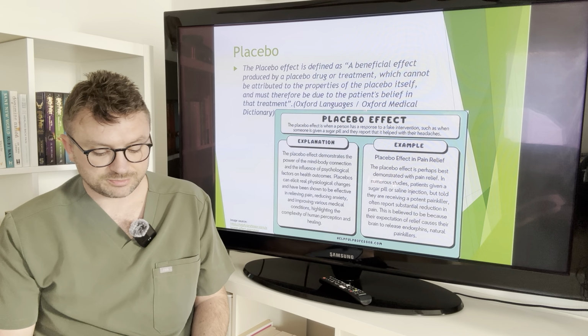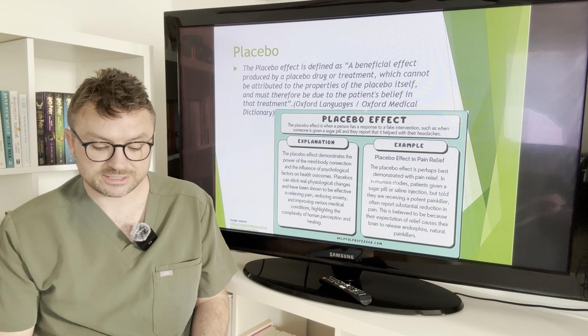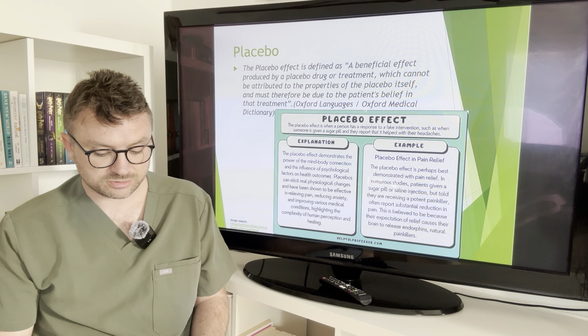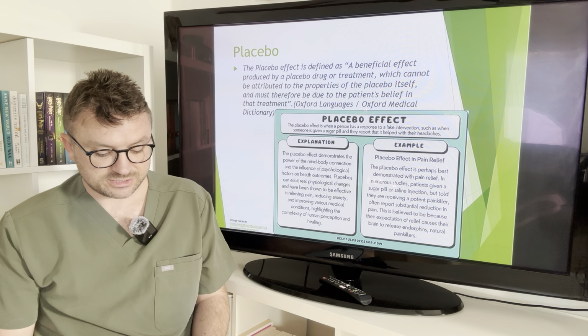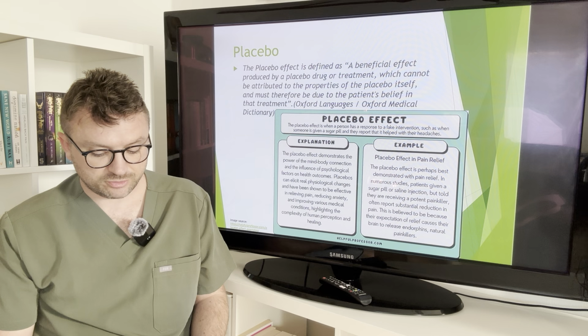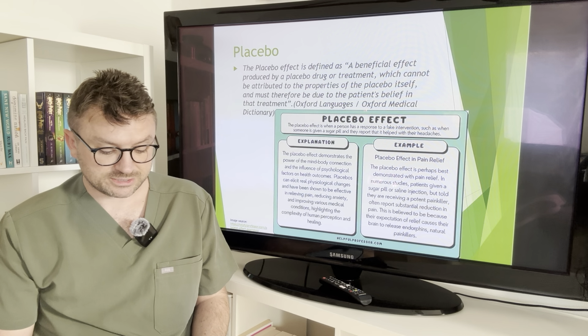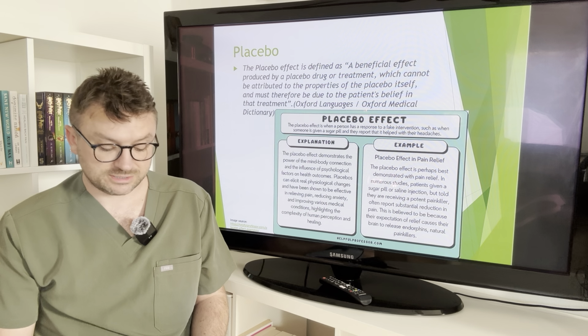For example, if a patient believes they are receiving effective treatment, measurable improvements may occur even though the treatment contains no active drug. This is why placebo-controlled clinical trials are considered the gold standard in pharmaceutical research. By comparing patients receiving the active drug with those receiving a placebo, researchers can determine whether a medicine genuinely produces therapeutic effects beyond psychological expectation. Without placebo-controlled studies, it would be very difficult to accurately evaluate the effectiveness of new medicines.